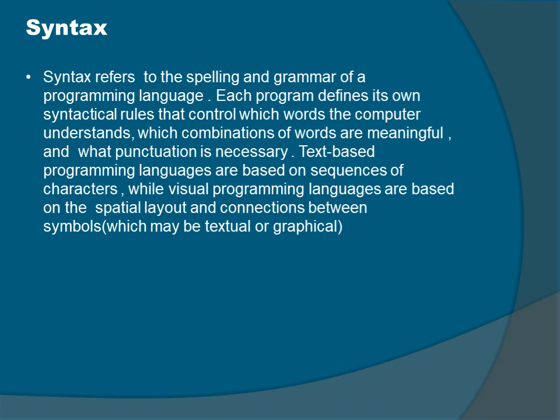So we have to follow the grammatical rules and the spelling for that programming language, so that we can create a perfect program. Whatever rule is defined while writing a program is called the syntax of a program. Each programming language defines its own syntactical rules that control which words the computer understands, which combinations of words are meaningful, and what punctuation is necessary.